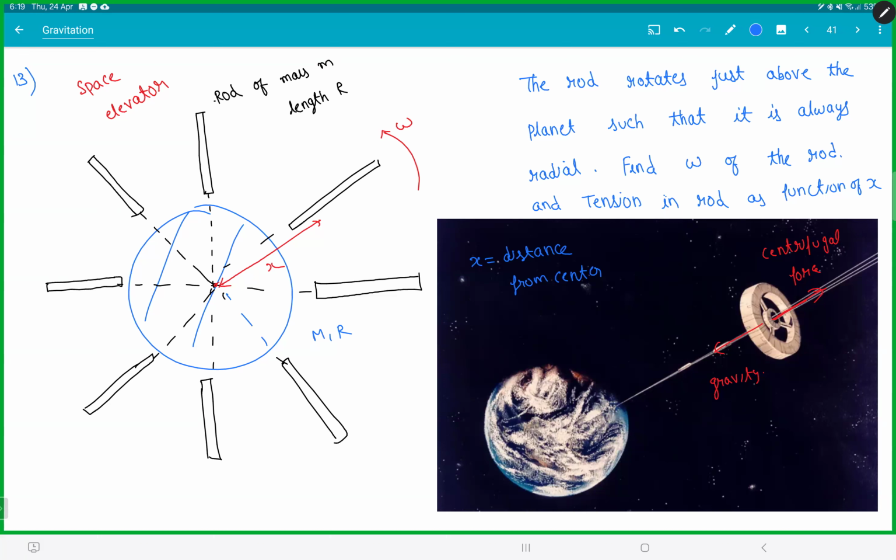In case you got an answer, you can type in the chat box to the co-host. R plus L. L is R only, no? The length of the rod is also R. There are two logins of mine. One is host and one is co-host. You have to type to the co-host. I can't see you on the host.